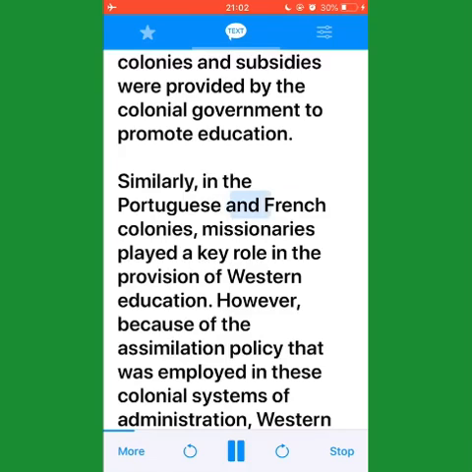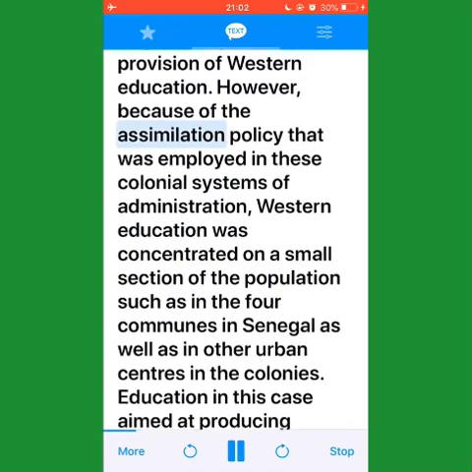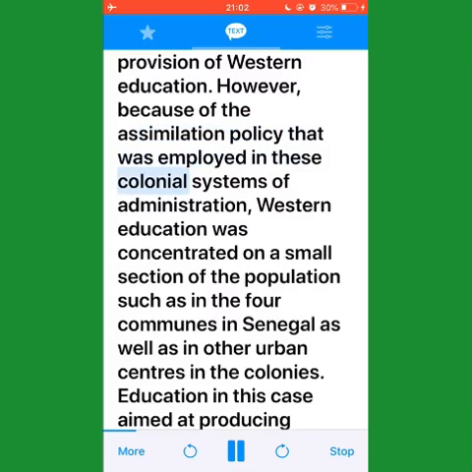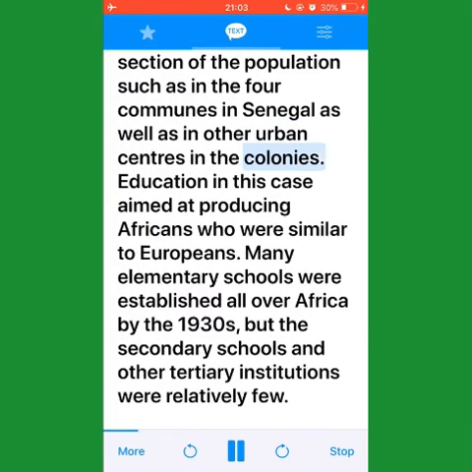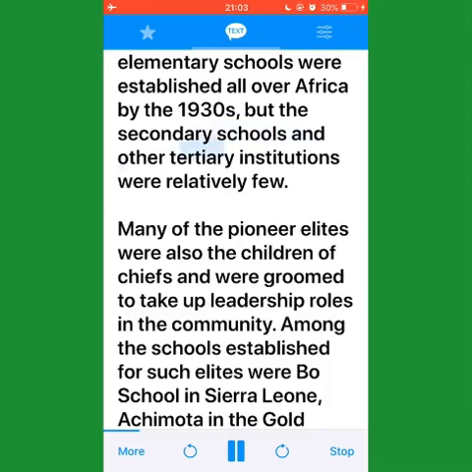Similarly, in the Portuguese and French colonies, missionaries played a key role in the provision of Western education. However, because of the assimilation policy that was employed in these colonial systems of administration, Western education was concentrated on a small section of the population, such as in the 4 communes in Senegal as well as in other urban centers in the colonies. Education in this case aimed at producing Africans who were similar to Europeans. Many elementary schools were established all over Africa by the 1930s, but the secondary schools and other tertiary institutions were relatively few.